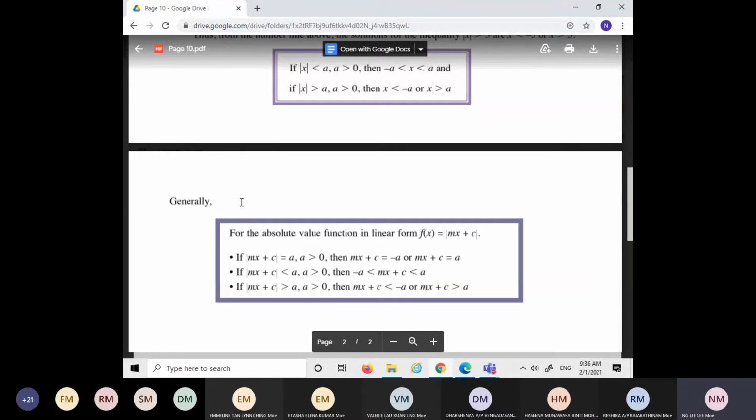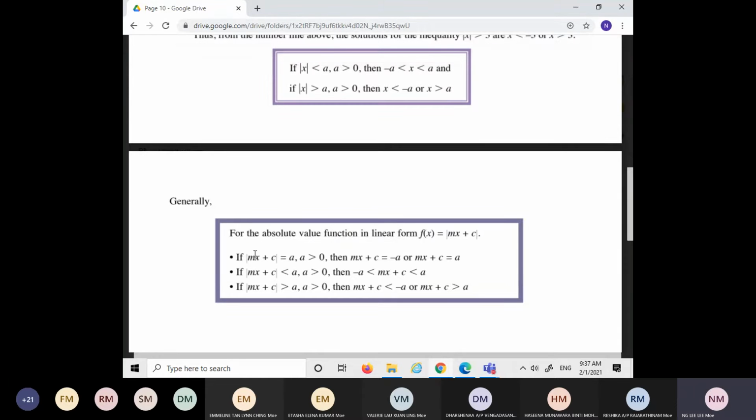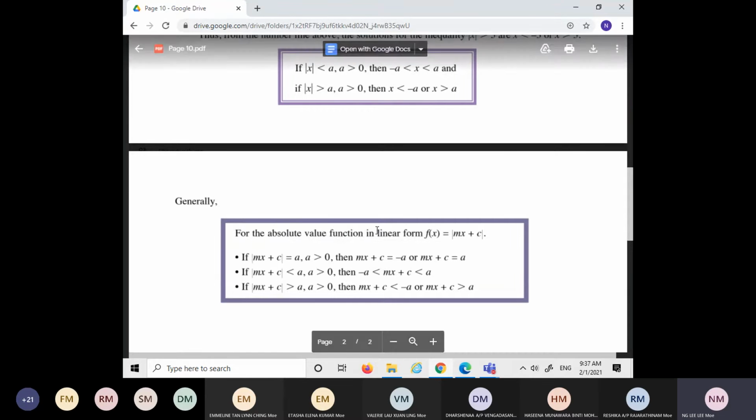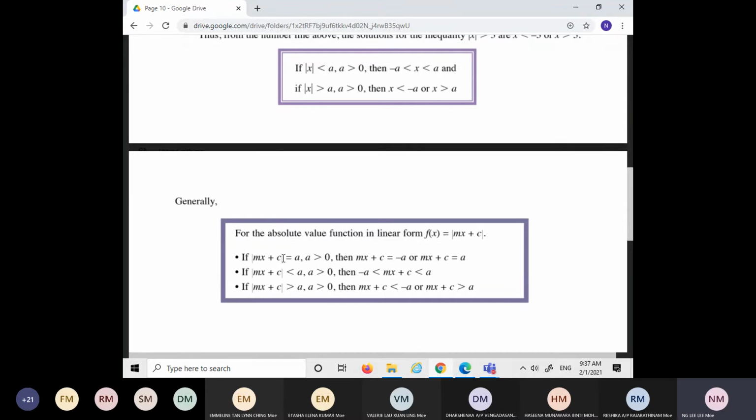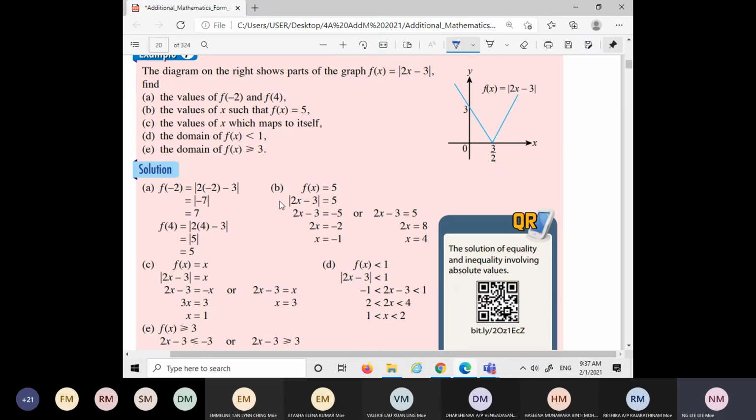This part, the first one, the first dot here. You have to let the whole function equal to negative a, or the whole function equal to a. You have to do both. I go back to the question. So first you let 2x minus 3 equal to negative 5, or 2x minus 3 equal to 5, and then solve for both. Therefore, this one you get two answers.